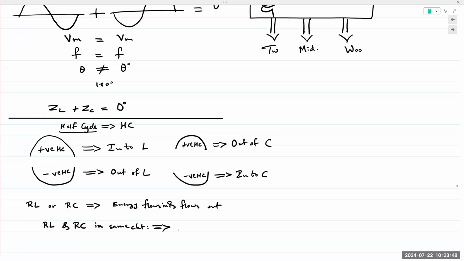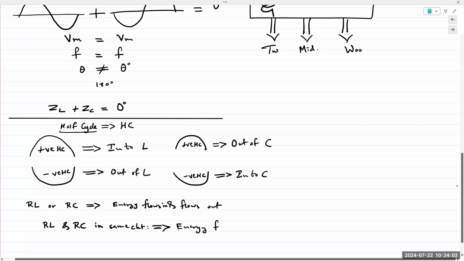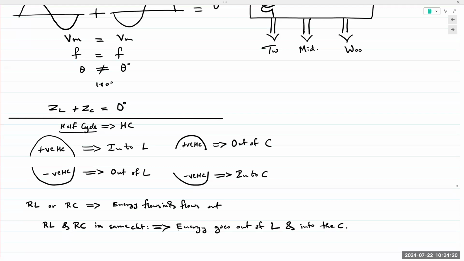Now, if there was no capacitor present, the energy would go to the resistor, be dissipated, or go to the other parts of the circuit. But if there is a capacitor present, the energy goes out of the inductor and into the capacitor. This is a very simplistic way of explaining the bare functioning of that circuit.